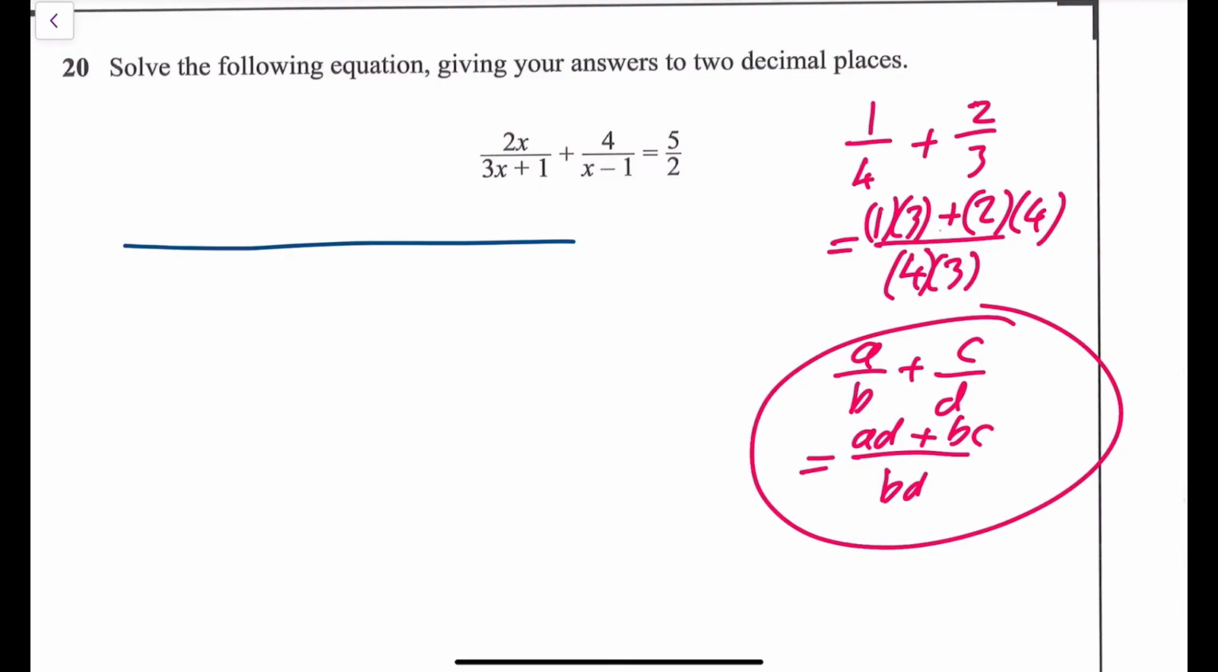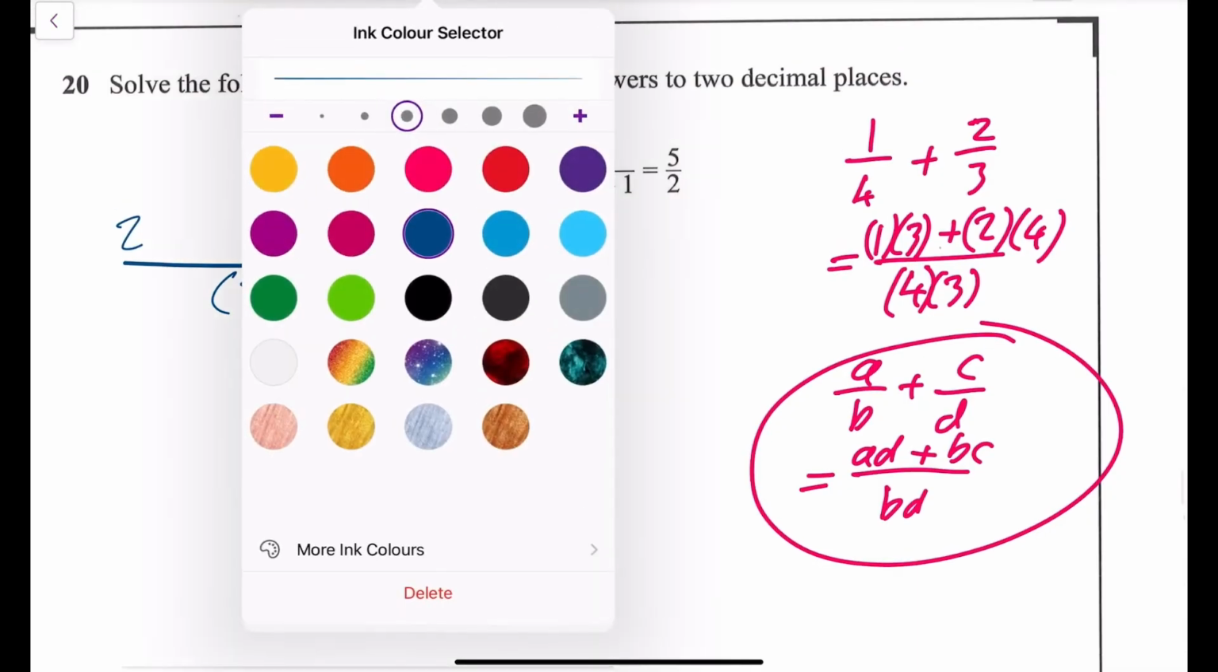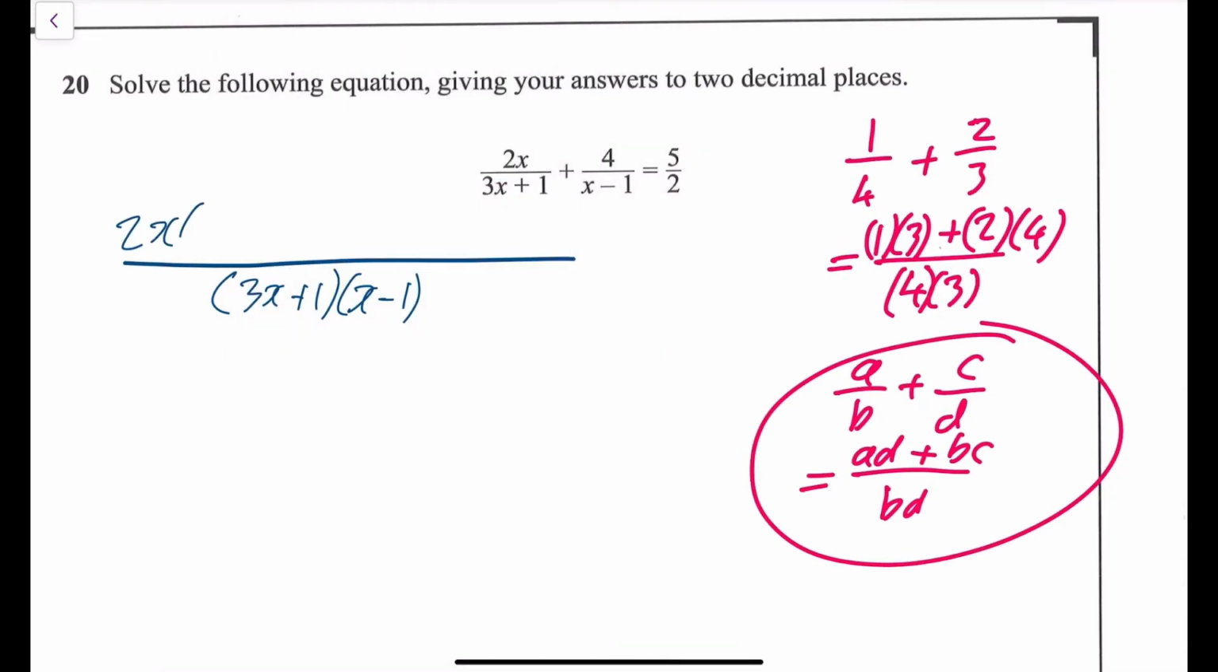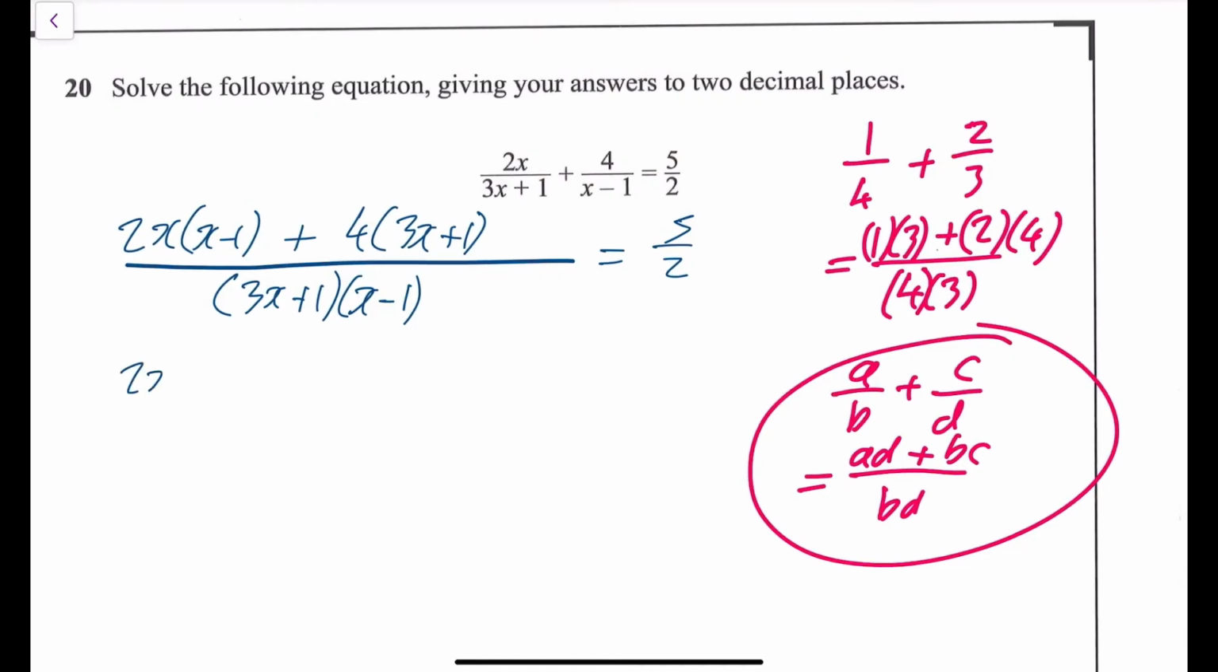So over here, common denominator is going to be 3x plus 1 upon x minus 1, and the top line is going to be the 2x gets multiplied by x minus 1, and the 4 gets multiplied by 3x plus 1, and that is equal to 5 over 2. Okay, that's an absolute mess. Let's tidy up the top line. If you tidy up that top line, you're going to get 2x squared minus 2x plus 12x plus 4.